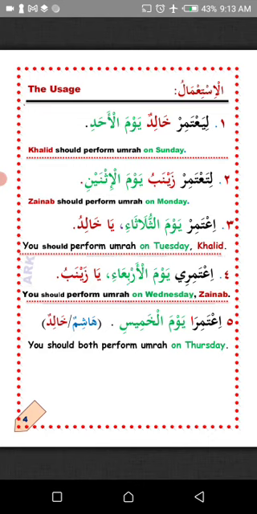اثنان, number two. لتعتمر زينب يوم الاثنين. لتعتمر زينب. Zainab should perform umrah يوم الاثنين, on Monday.